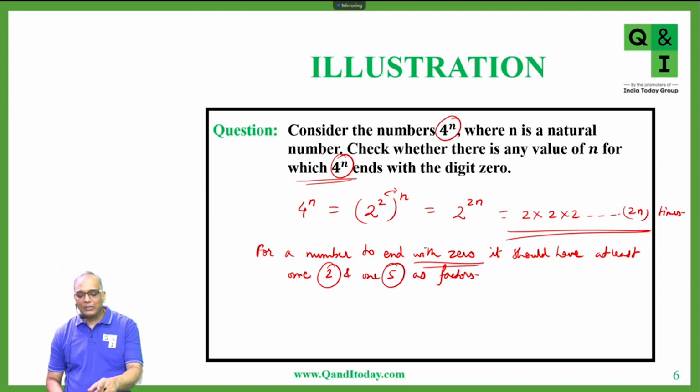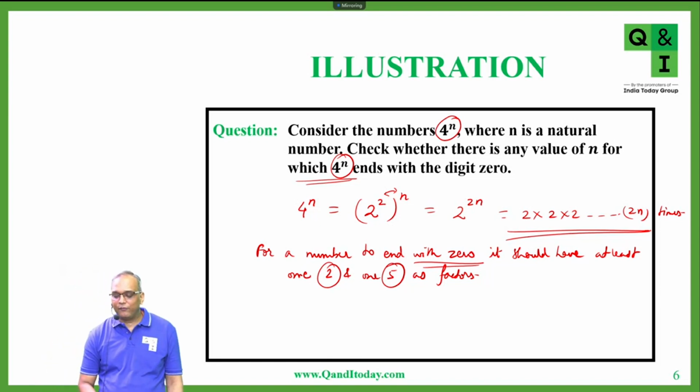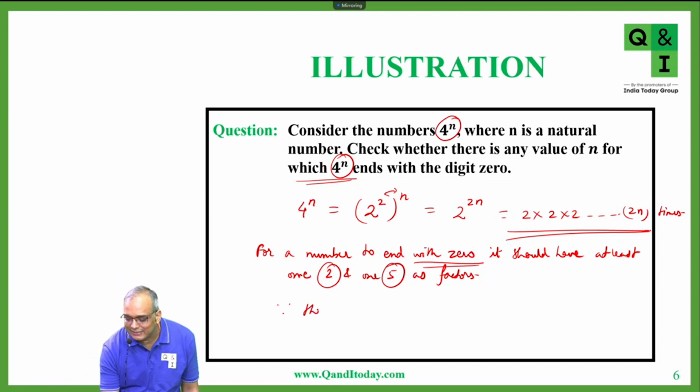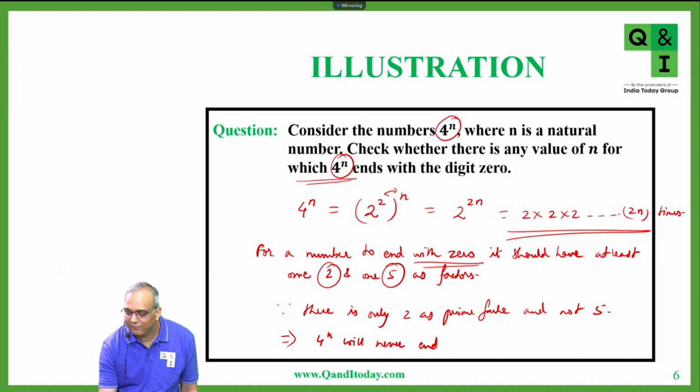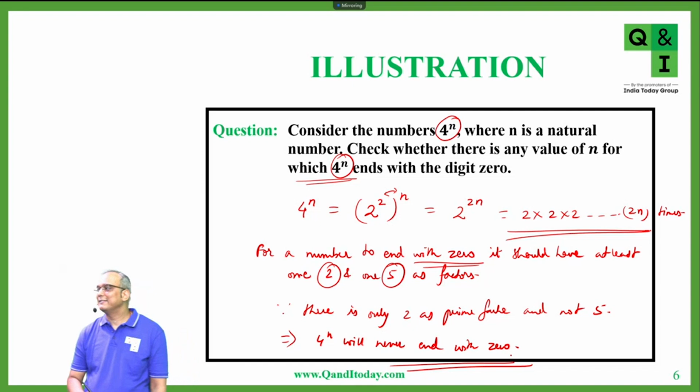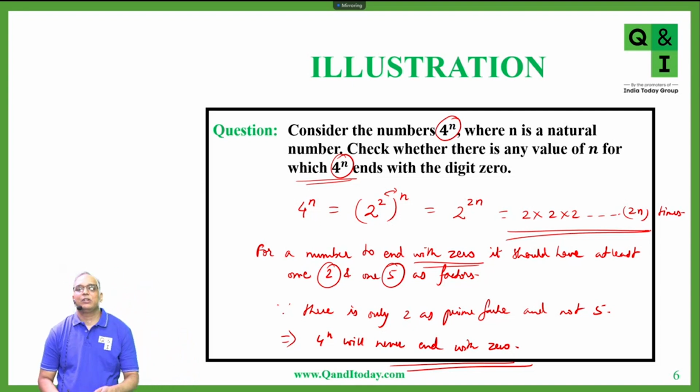Right? So the question was, check whether there is any value of n for which 4 raised to the power n ends with digit 0. So you will write, since there is only 2 as prime factor and not 5, this implies 4 raised to the power n will never end with 0. Is it clear? Is the question clear to everyone?